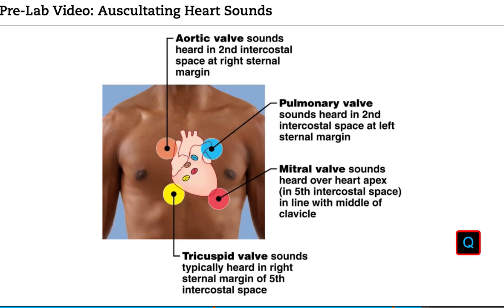Note that there are normal variations of where the tricuspid valve is heard. If you have difficulty hearing in the right sternal margin, slide the diaphragm over the sternum in the same line and listen. Lastly, you can try sliding in the same line over the left sternal margin.